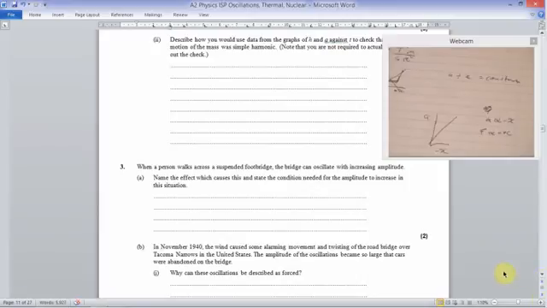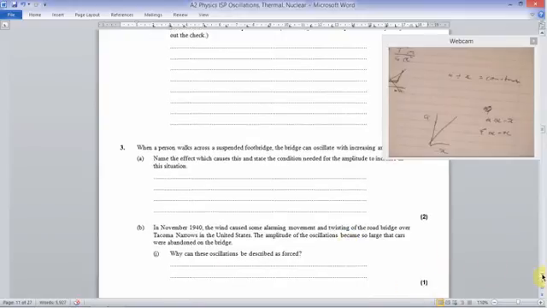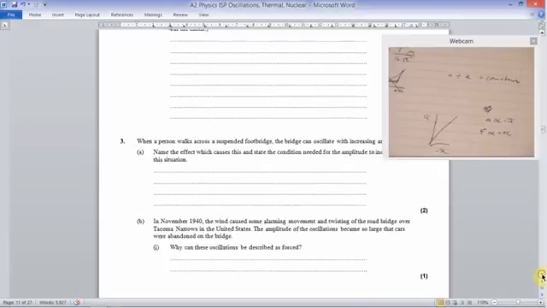In 1940, I think I've shown you this video, the Tacoma Narrows Bridge in the United States. The wind caused some alarming movement and twisting of the bridge. The amplitude of the oscillations became so large that cars were abandoned on the bridge. Why can these oscillations be described as forced? The idea is because they're being driven by the wind. The wind is what's blowing on the bridge, causing the bridge to experience these standing waves set up on there.